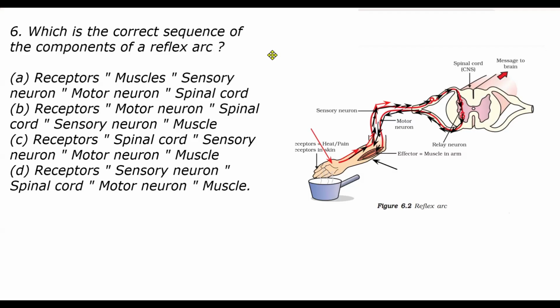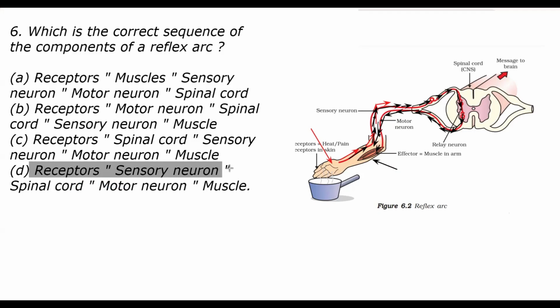So if I see the first option, it is receptors, then muscles. No, muscles should be at the end, right? The next one is receptors, then motor neurons. That's wrong because from receptors, it should be sensory neurons. So this is also not correct. Now the next one is receptors to spinal cord, not correct.